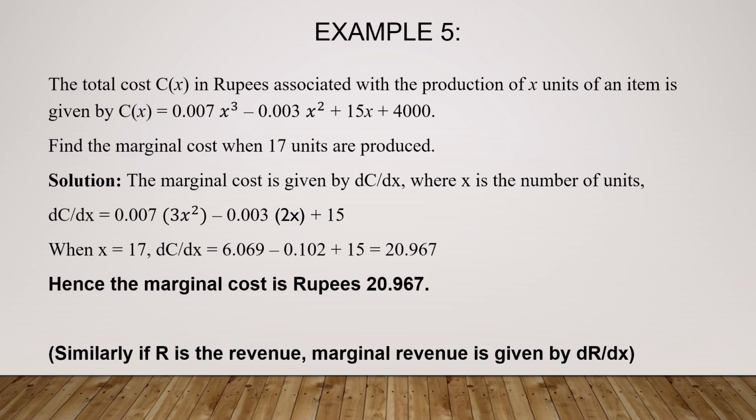Derivative of x cube is 3x square, derivative of x square is 2x, and for 15x the derivative is 15, and 4000, derivative of constant is 0. So now in this equation put x is equal to 17. When you put x is equal to 17, you get 20.967. Hence the marginal cost is rupees 20.967.